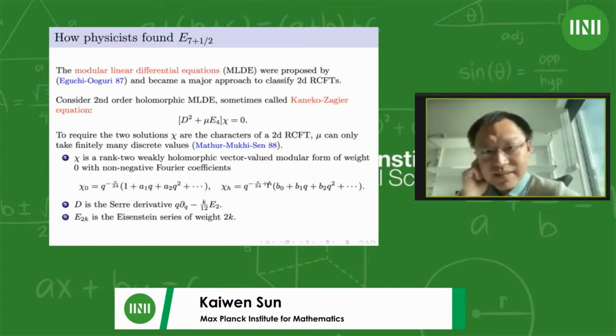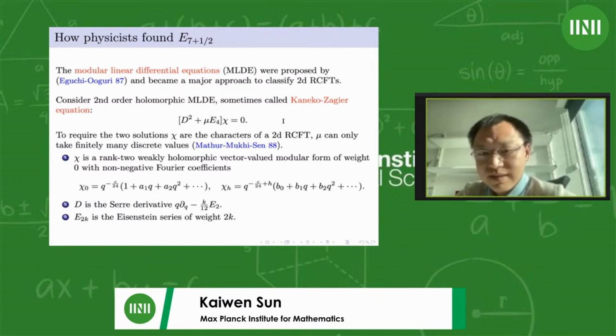Let me tell you how physicists found this E7.5. In the 1990s, modular linear differential equations were proposed by Mathur, Mukhi, and Sen to classify 2D rational CFTs with a given number of characters. The simplest case is to consider the two-character case. In this case, one can consider the so-called second-order holomorphic MLDE, also called the Kaneko-Zagier equation, which was also studied a lot by number theorists.